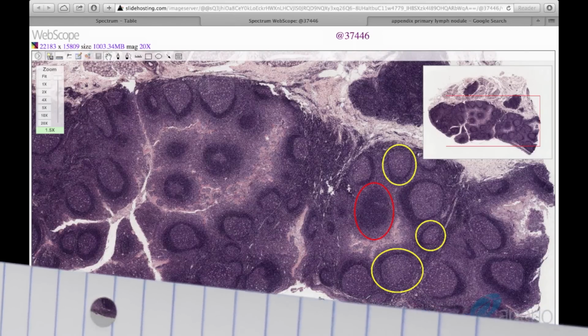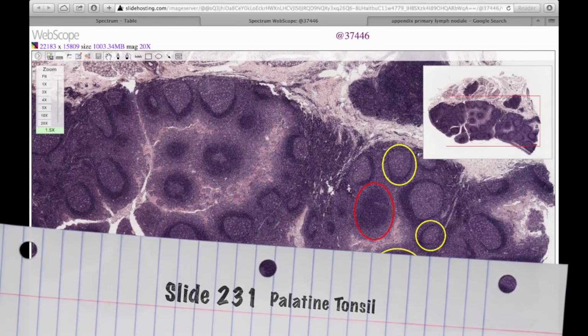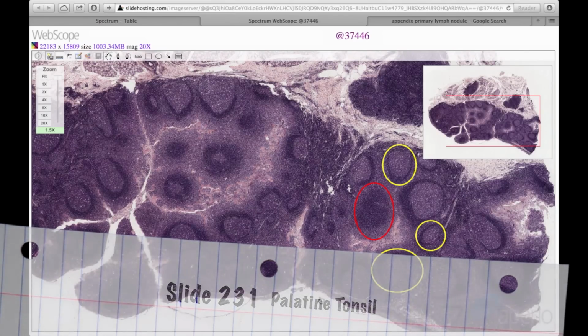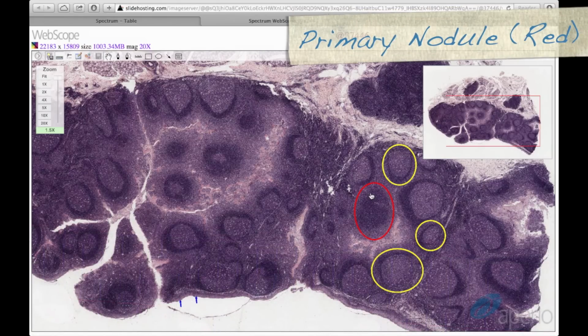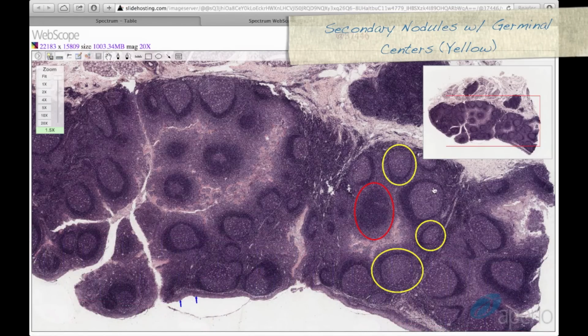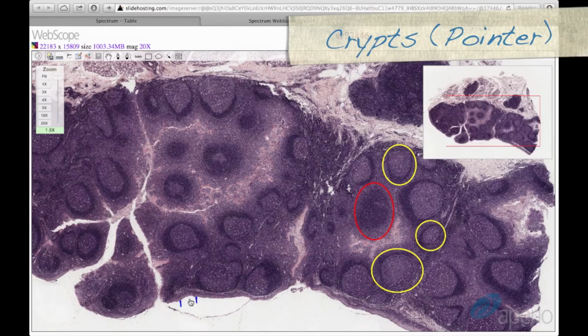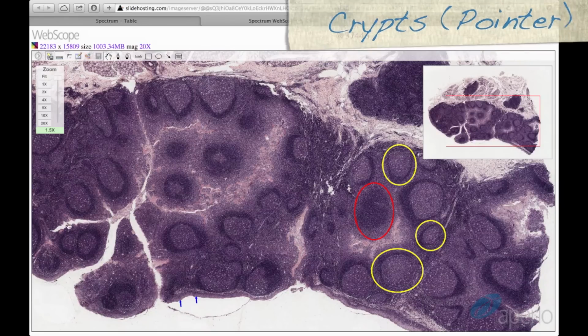This is slide 231, which is a cross-section of the palatine tonsil stained with H&E. As in the previous slide, you can also find primary lymphoid nodules circled in red, and secondary lymphoid nodules with their germinal centers circled in yellow. The crypts of the tonsil, seen here at the pointer, are a space to increase the surface area between the lymphoid tissue and the environment.